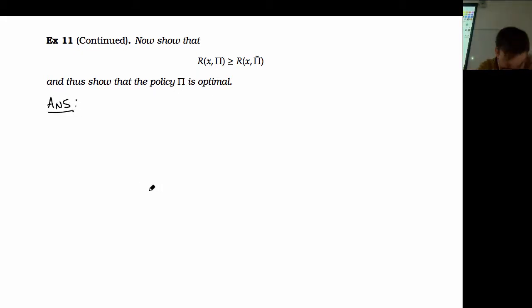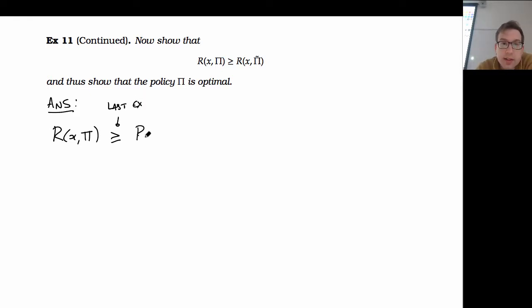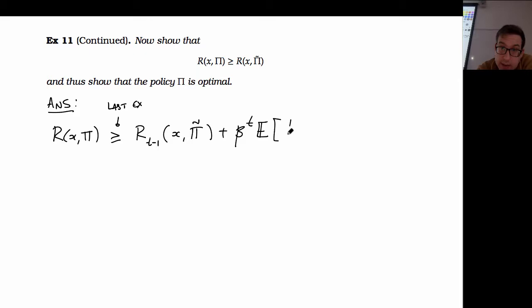Okay, so let's do that. Well, we've kind of already done it. So we know from the last exercise this is better than the reward at time t minus 1 under pi tilde plus beta to the t times the expectation of r of x tilde of t under pi. Okay.